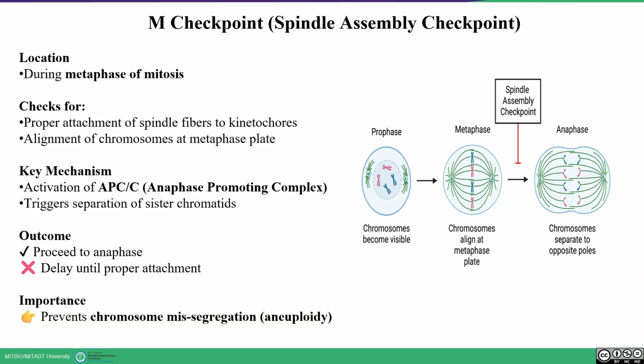The spindle assembly checkpoint inhibits progression if there is any error. Activation of the anaphase promoting complex takes place during this checkpoint and triggers the separation of the sister chromatids. Only after proper attachment does the cell proceed to anaphase. The cell checks whether all chromosomes are properly attached to the spindle or not, and this prevents chromosome missegregation and aneuploidy.